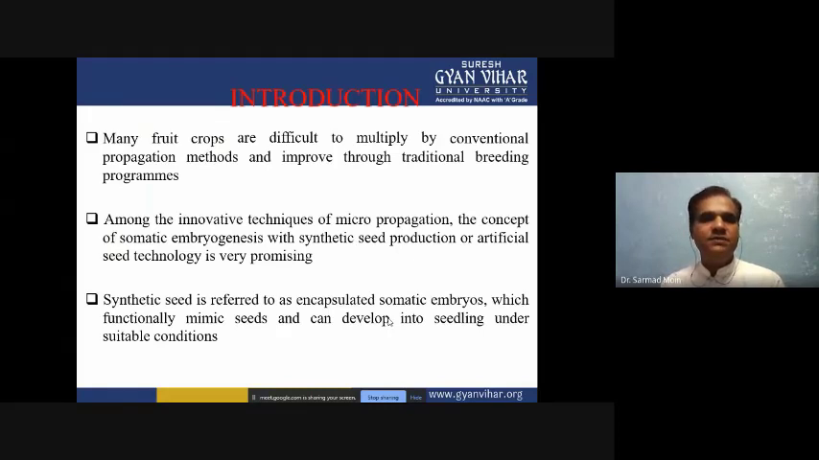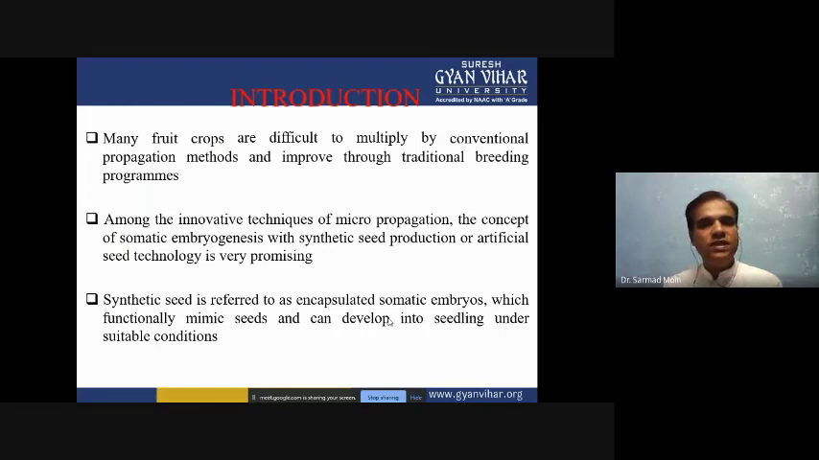Many plant varieties are very difficult to multiply by conventional propagation methods, and we want to improve them through traditional breeding methods. For this purpose, we are producing artificial seeds.